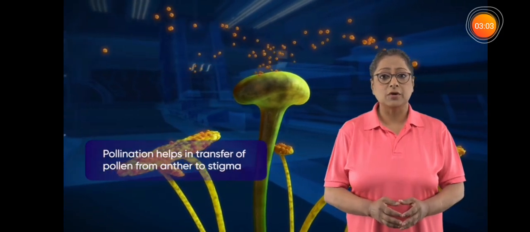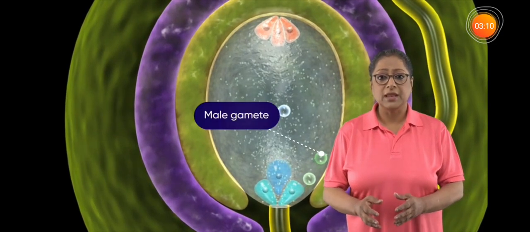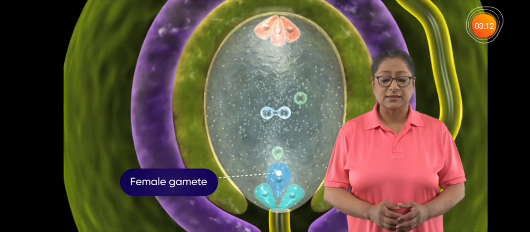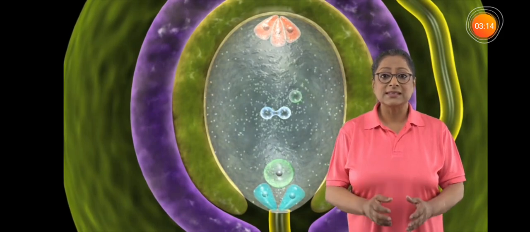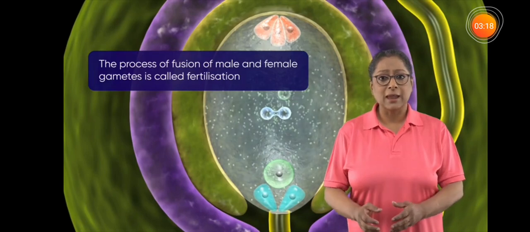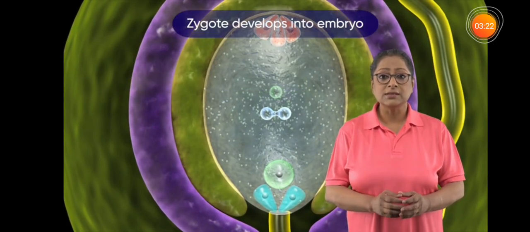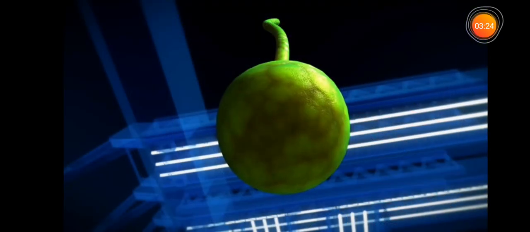Pollination is the transfer of pollen from the anther to the stigma of a flower, which leads to the fusion of male and female gametes. As a result, a zygote is formed. The process of fusion of gametes is called fertilization. The zygote develops into an embryo.